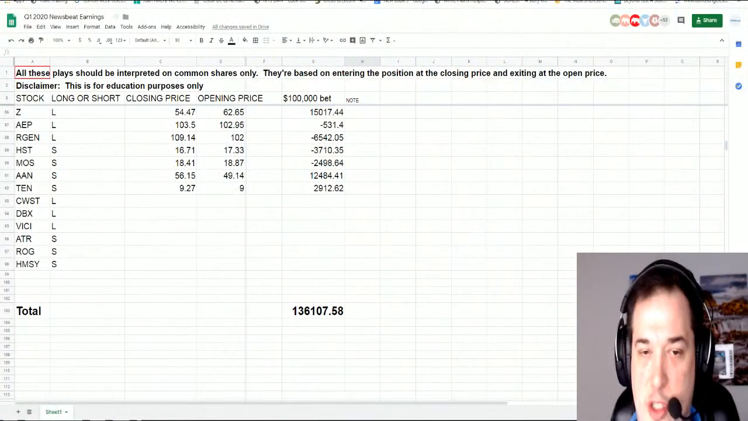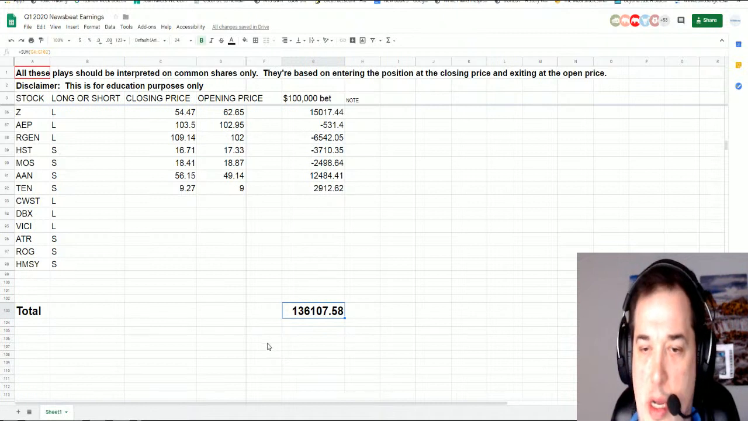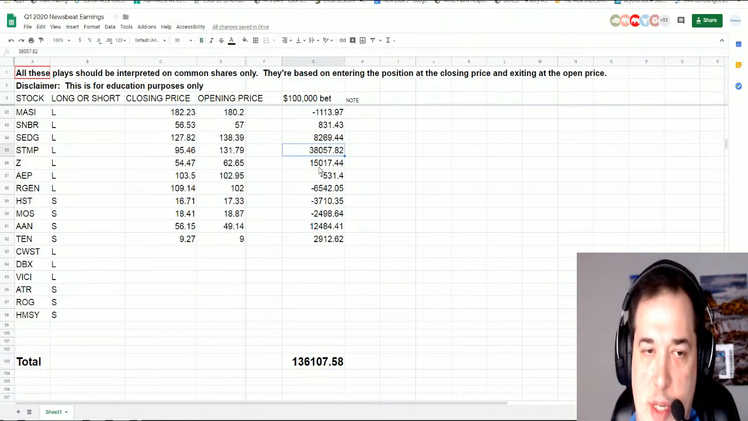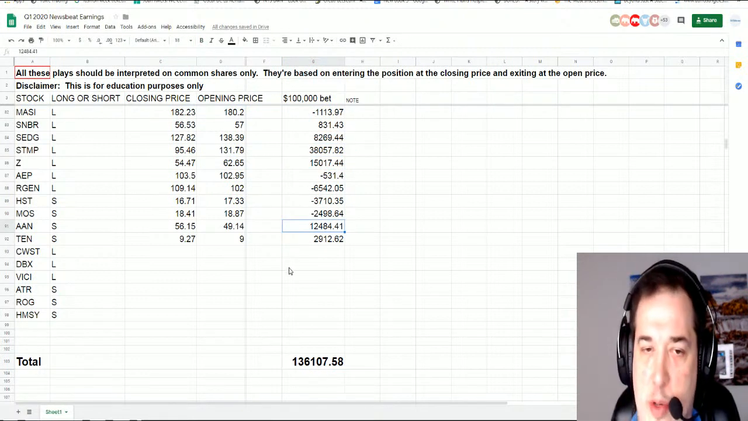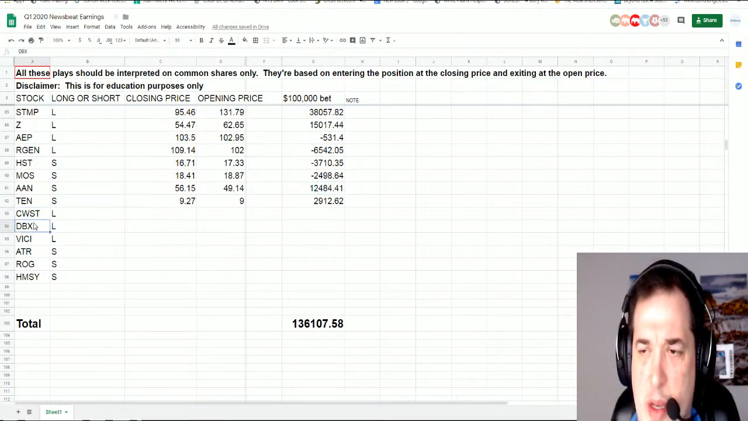But just to first show you, Newsbeat earnings have hit a record as of today. We had a lot of great overnights from the other night, including Stamp Long, Zillow Long. Another big one was right over here, Aaron Short. And here are the earnings that we took today prior to the close on our sheet.